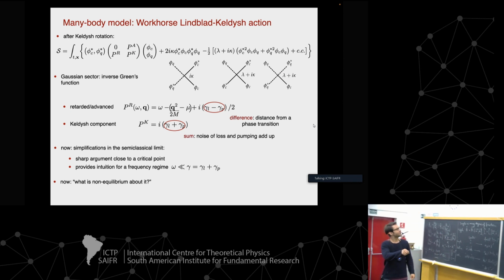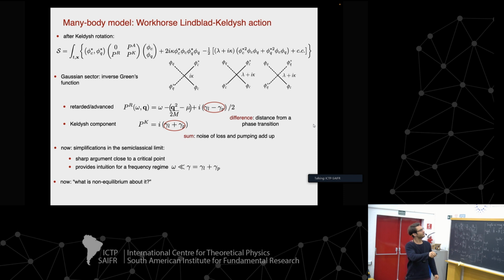Okay, and you see that in this sector of the problem, the difference between them, this distance from the phase transition, shows up. While in this Keldysh component, that's also part of this quadratic action, the sum of these terms shows up. The physical interpretation of this is that it describes the level of noise in the problem, and so both loss and pumping contribute to the noise, so they should just sum up.